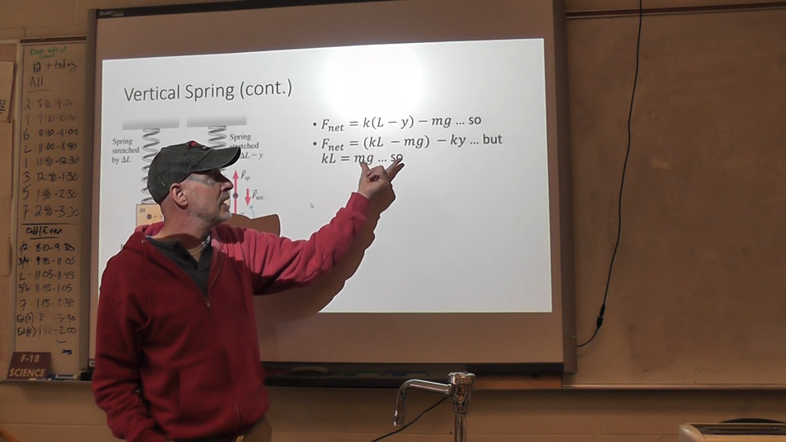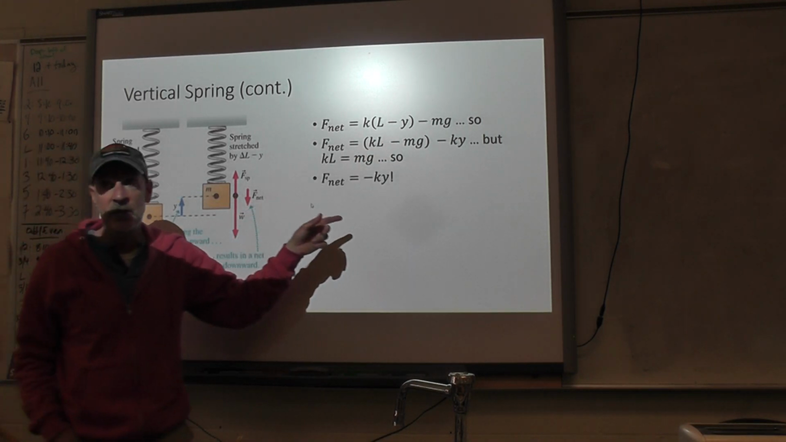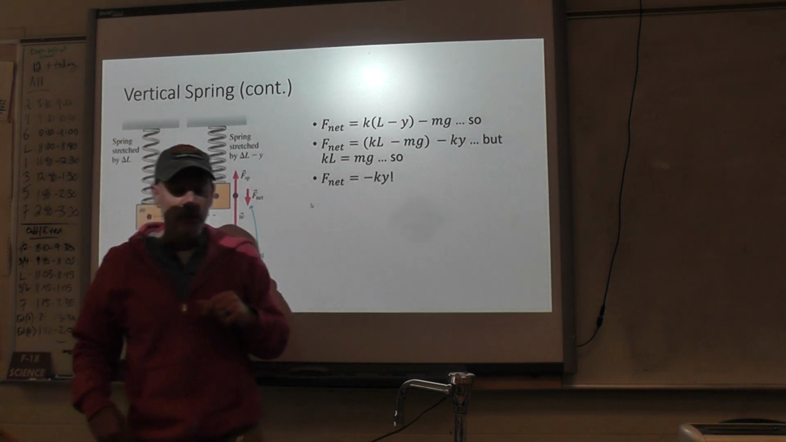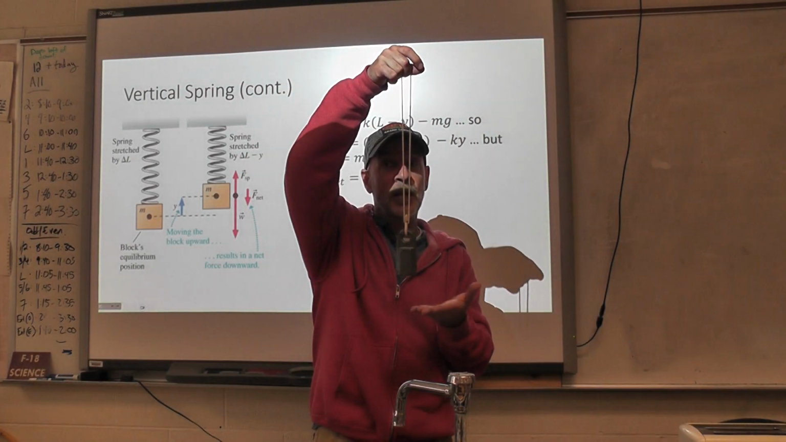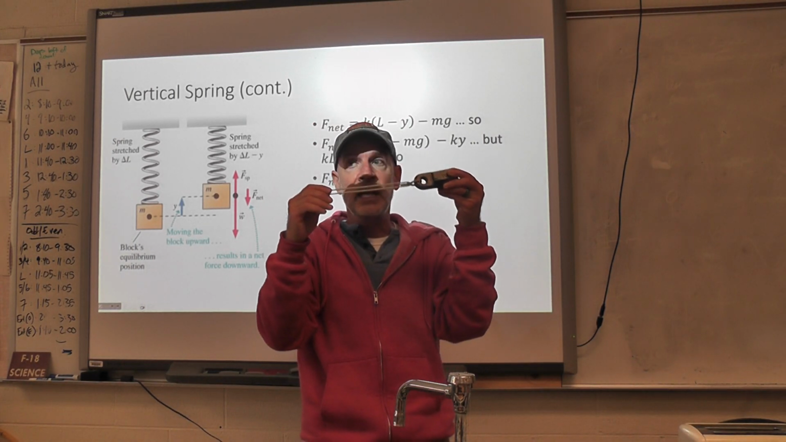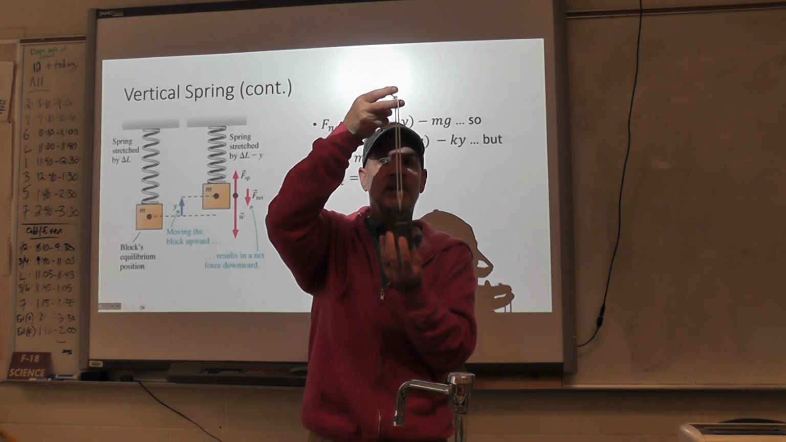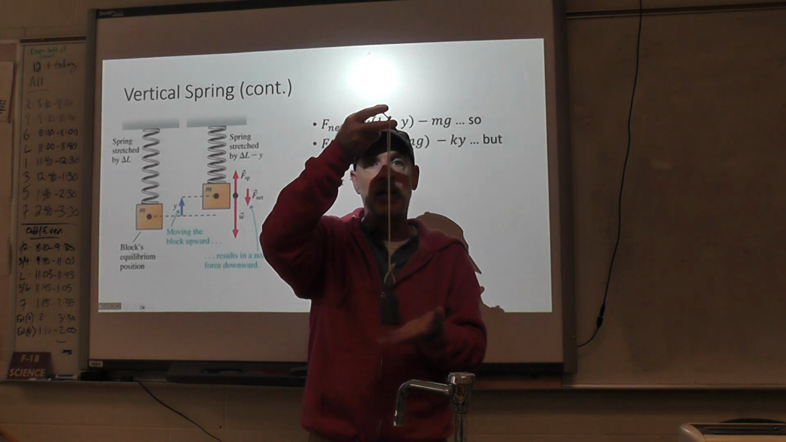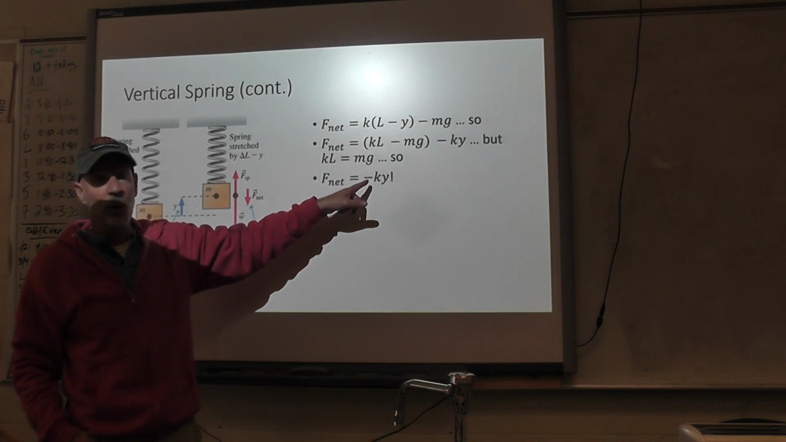And KL is mg, so that's mg minus mg, and what we end up with is the net force is going to be equal to the spring constant times the change in position from the vertical equilibrium position. So in other words, this spring is going to behave exactly the same way that it did before when it was horizontal. The only difference is the equilibrium position isn't going to be the unstretched spring. The equilibrium is going to be the spring stretched by however much it takes to balance out the weight of the object. And so this again is going to be a linear force.